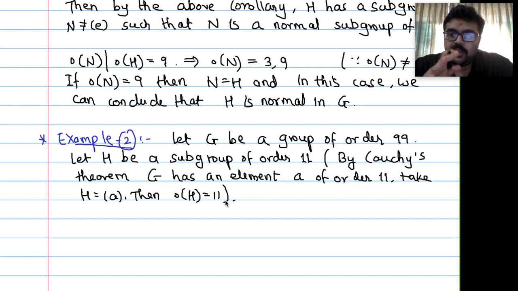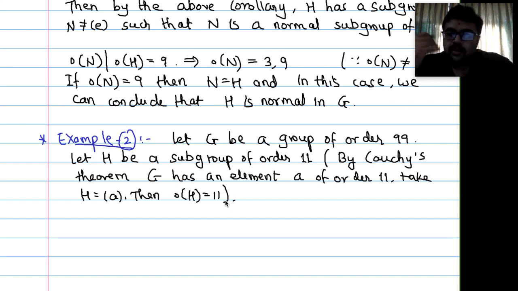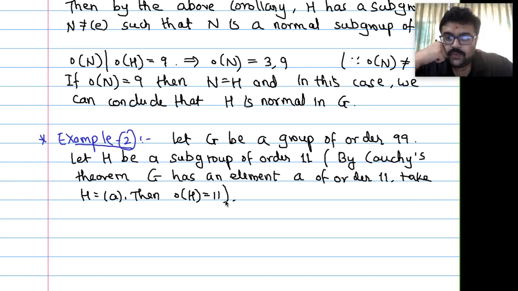So G has an element of order 11, call it A. Then we generate a subgroup of order 11 by A squared, A cubed, up to A power 10. Then A power 11 is again the identity. So the cyclic subgroup generated by that element of order 11 is the order 11 subgroup. So it always exists.